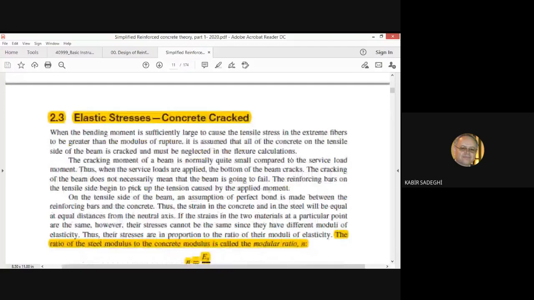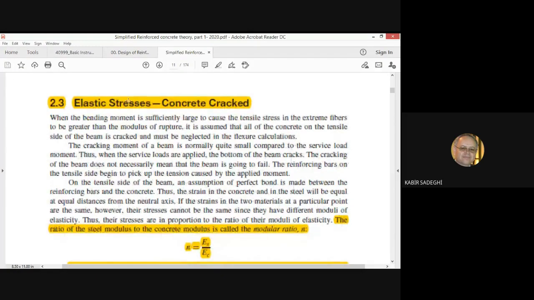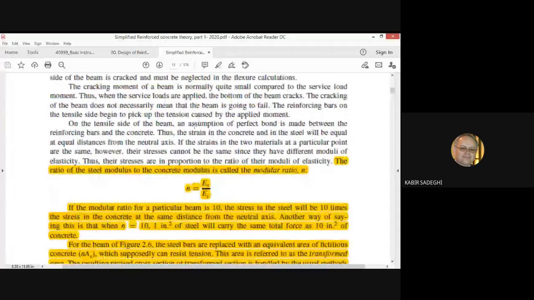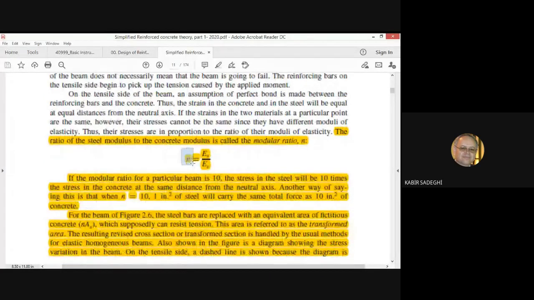Okay, let's stop here and we go to the elastic stress design, and we introduce one modular ratio n that shows the modulus of elasticity of steel over the modulus of elasticity of concrete. And it shows somehow how many times steel is stronger than concrete.